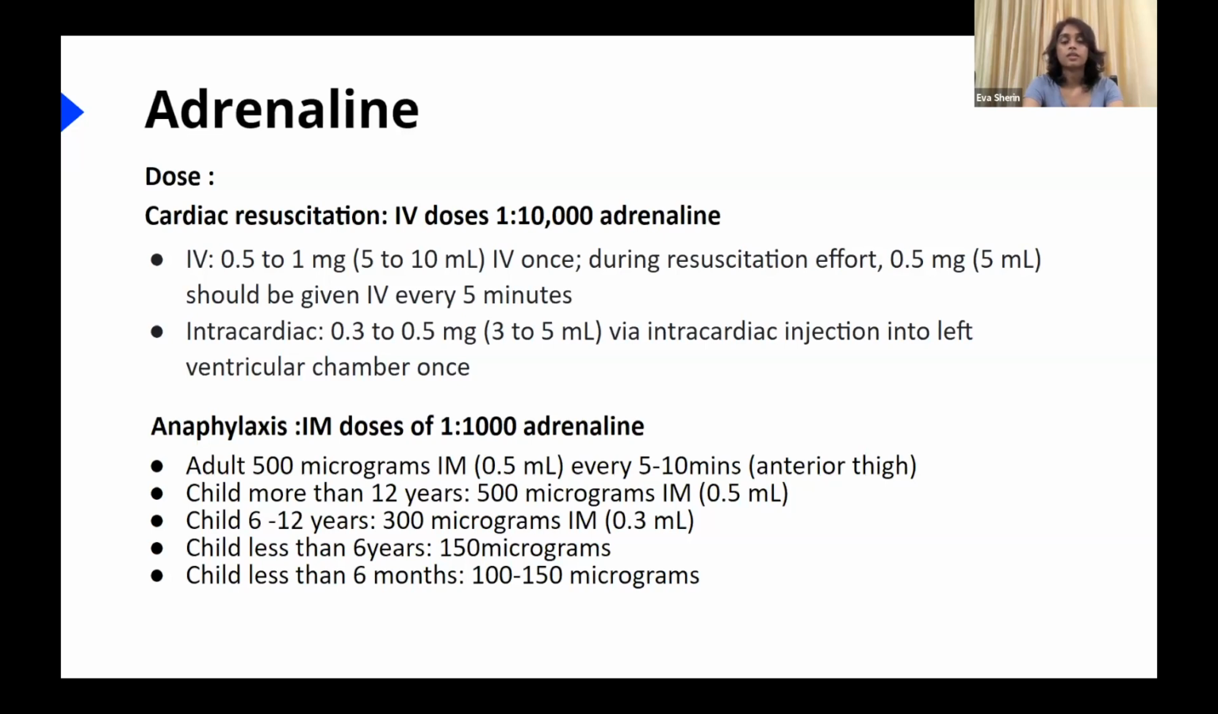And anaphylaxis, again, is intramuscular. You never give IV for it. Adult dose is 500 micrograms every 5 to 10 minutes in the anterior aspect of your thigh. I think a lot of people just carry it as EpiPen these days. And children more than 12 is same as adults. Children 6 to 12 is 300 micrograms. Children less than 6 years is 150 micrograms, and children less than 6 months is 100 to 150 micrograms.